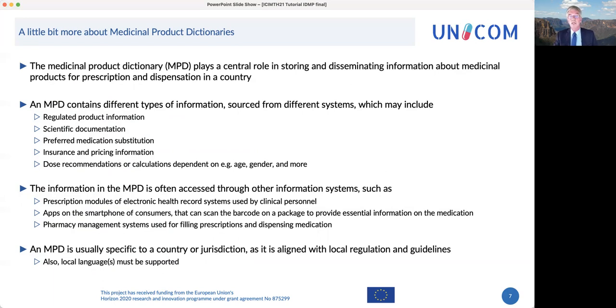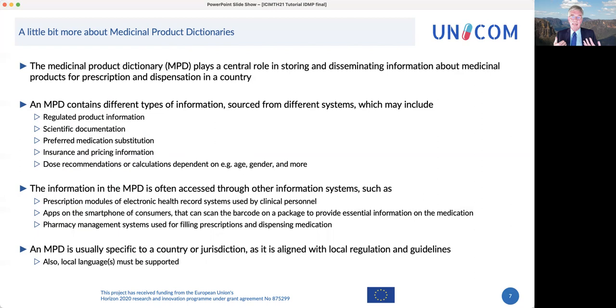And of course, there's also guidance in there that's not typically part of the regulated product information, but things like dose recommendations or even calculations, depending on things like age, gender, and other patient characteristics may come from a medicinal product dictionary as well.